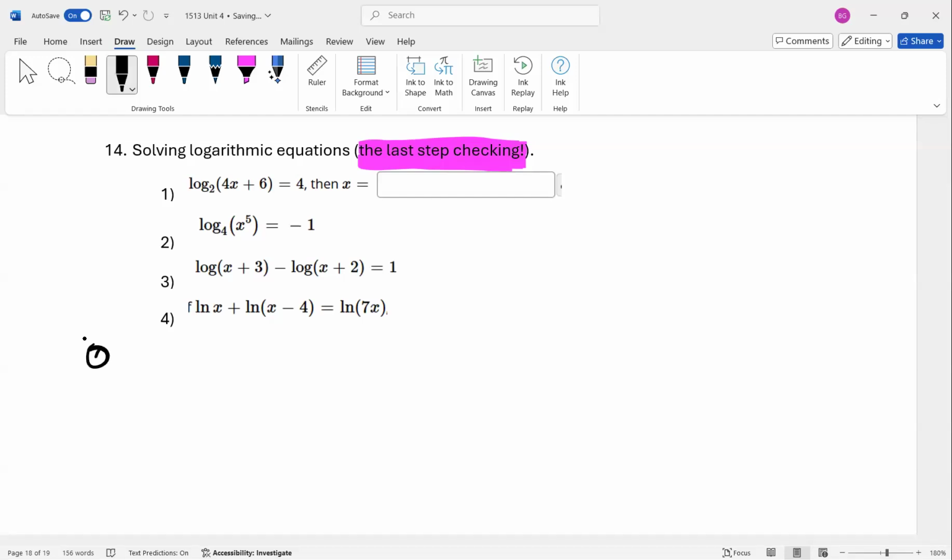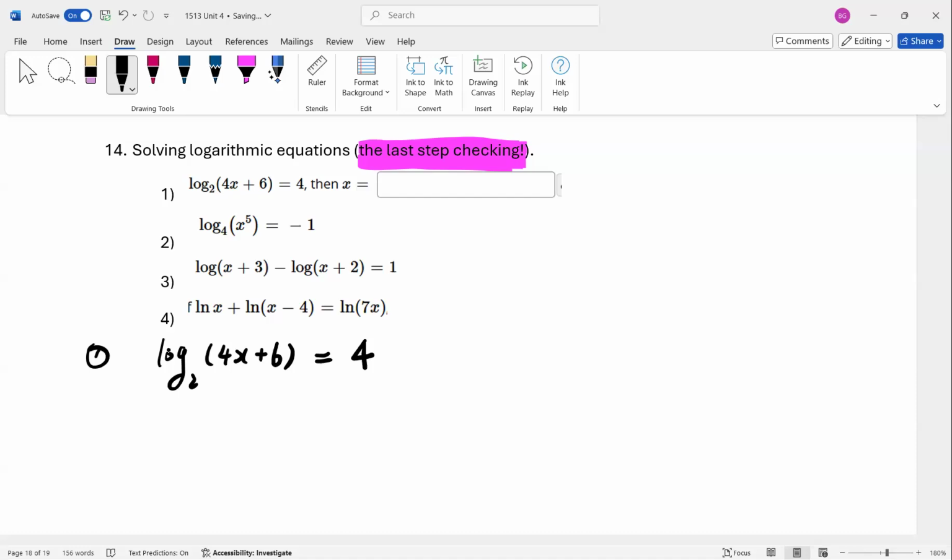What is a log function? Number 1: log with base 2 of 4x plus 6. That's the argument on the left side. On the right side, we have 4. So this is the equation.